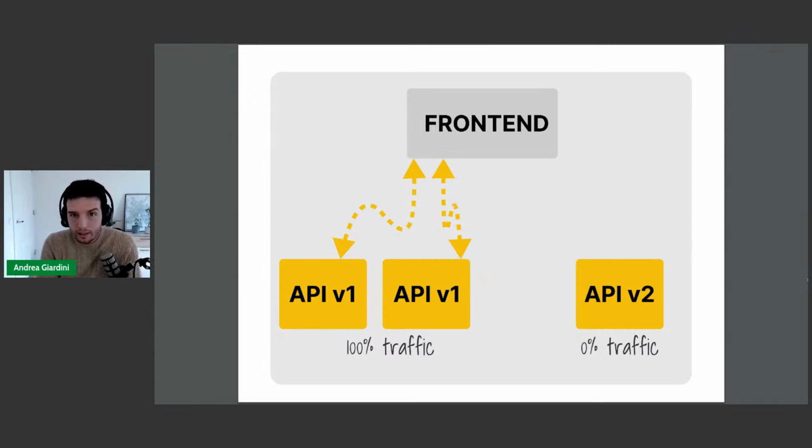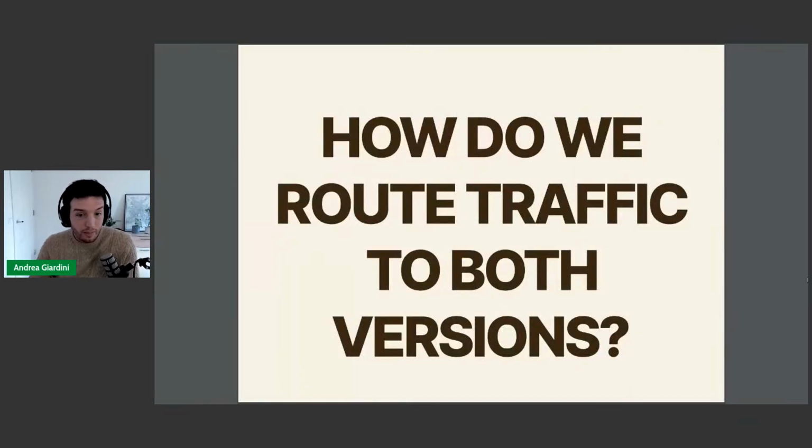This means that at this moment, the frontend is still routing 100% of the traffic to API version 1, to the 2 replicas of API version 1. API version 2 is not connected. As you can see, there is no arrow between the frontend and API version 2, so it's receiving 0% of the traffic. Well, what's the next step? The next step is to connect this additional replica of version number 2 and allow it to receive traffic from the frontend.